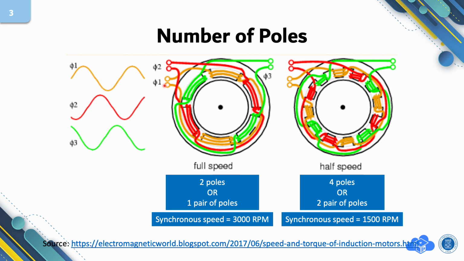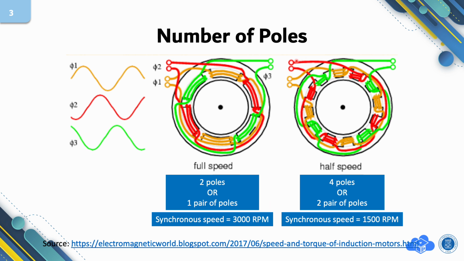And we have another two phases, indicated by the red one and the green one, phase 2 and phase 3. Using this construction, the speed of the rotating magnetic field will be exactly the same as 3000 RPM. So that's why it is categorized as a full speed construction. For this kind of construction, we say that the motor has two poles, or one pair of poles. So the synchronous speed is 3000 RPM.